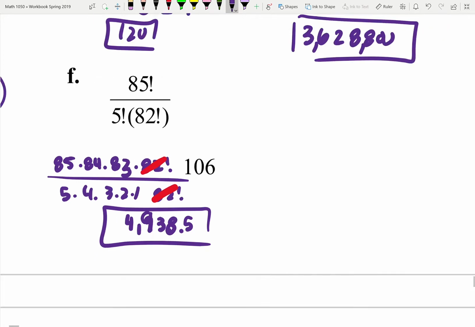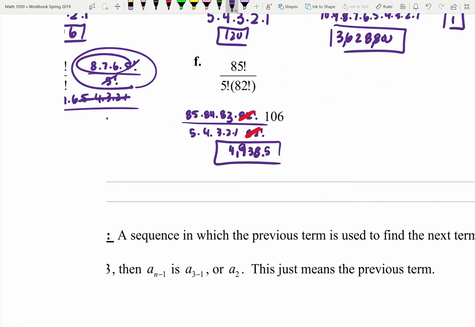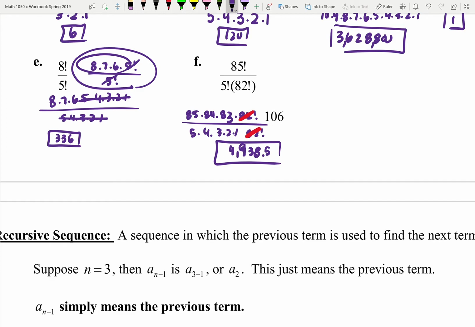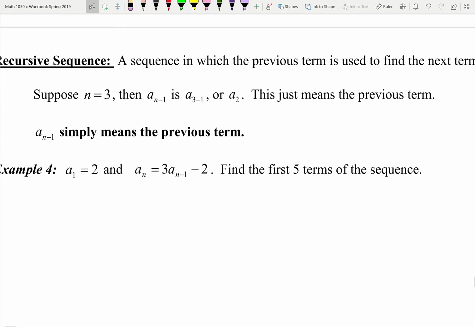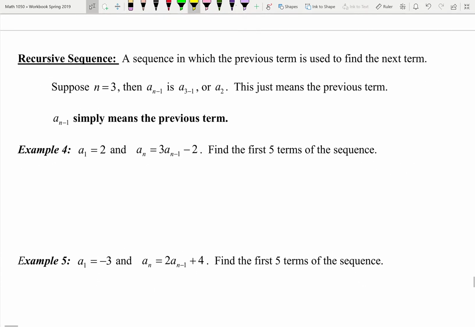Yes, honey? Do you think that this will be on the final, factorials? No, I don't. I do think you need to know how to do it to do 13.5, which I think is going to be on the final. Okay, so it's a lead up kind of thing. Okay, this is going to be on the final.